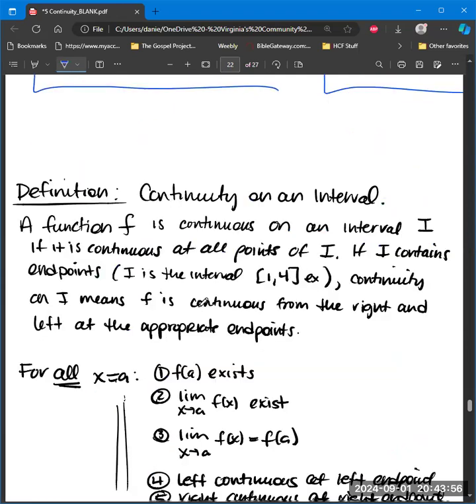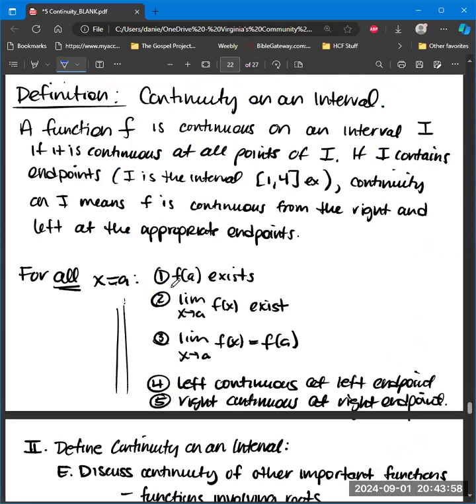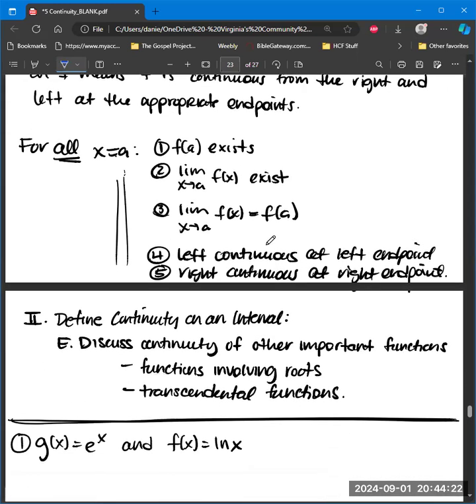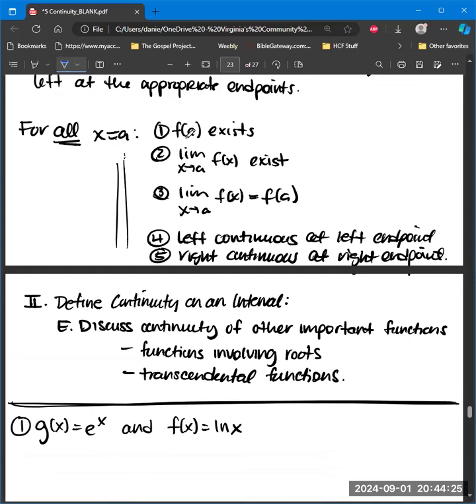All right. Now that we've talked about that, continuity on an interval: a function f is continuous on an interval I if it is continuous at all points of I. If I contains endpoints, say I is the closed interval 1 to 4, for instance, continuity on I means f is continuous from the right and the left at the appropriate endpoints. So for all x equals a, f of a exists, the limit as x approaches a of f of x exists, and the limit as x approaches a of f of x equals f of a.